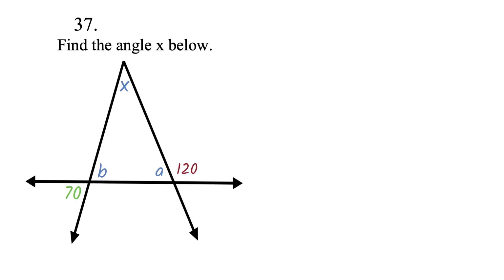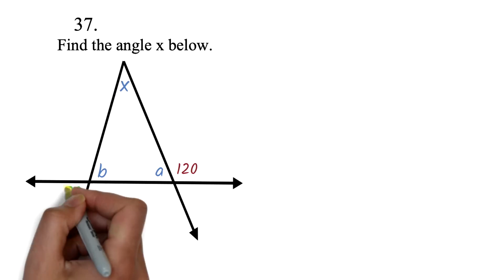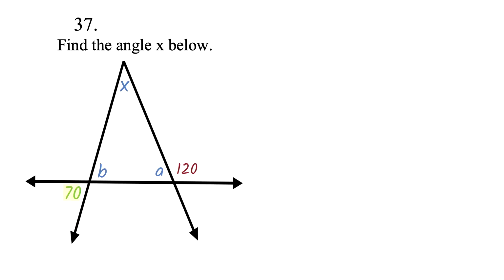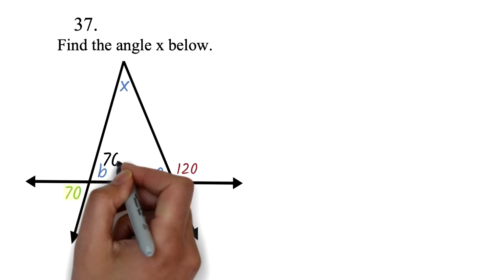Find the angle x below. You can have questions in which you'll need to use other properties of straight lines to get the interior angles of the triangle. The two most common ones are vertical angles and angles on a straight line. We've already done both. In this question, we can find angle B using the idea of vertical angles. We know that vertical angles are equal. So if this angle is 70 degrees, then the opposite angle B will also be 70 degrees.